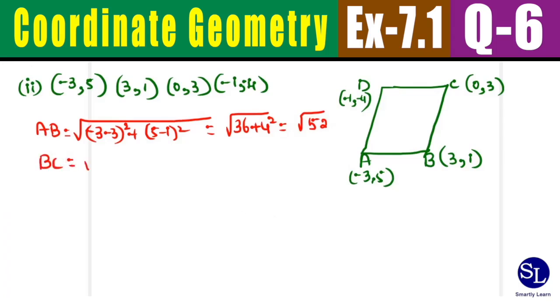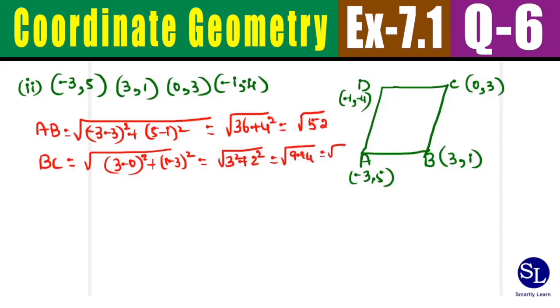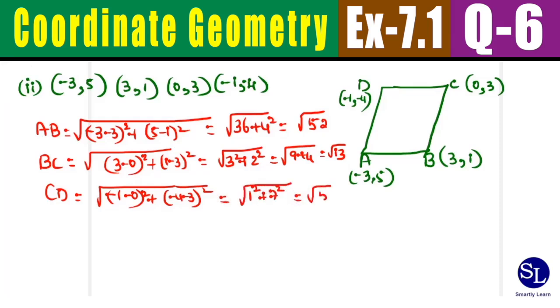So BC is equal to the square root of (3-0)² + (1-3)². So this is 3 squared plus 2 squared, so this is root of 9 plus 4, which is root 13. Now let's compute CD. CD is going to be equal to the root of (-1-0)² + (-4-3)². So this is 1 squared plus 7 squared, so this is root 50.